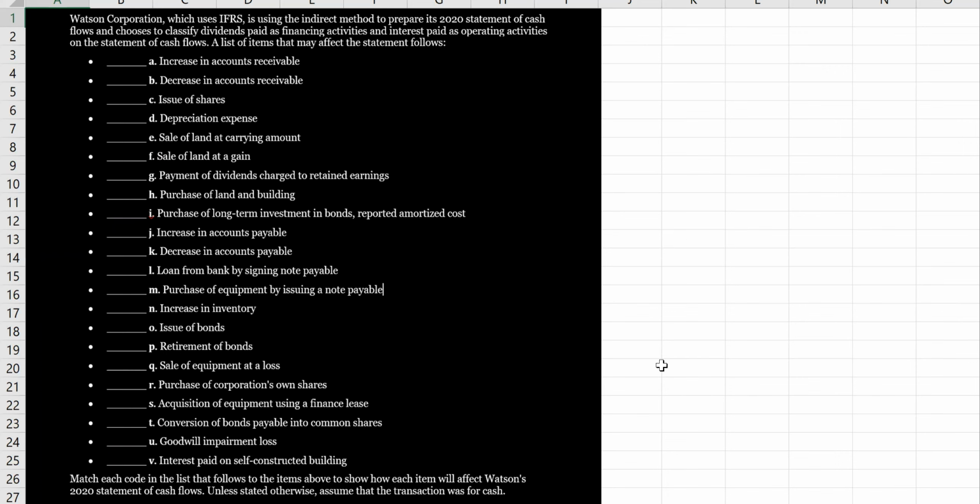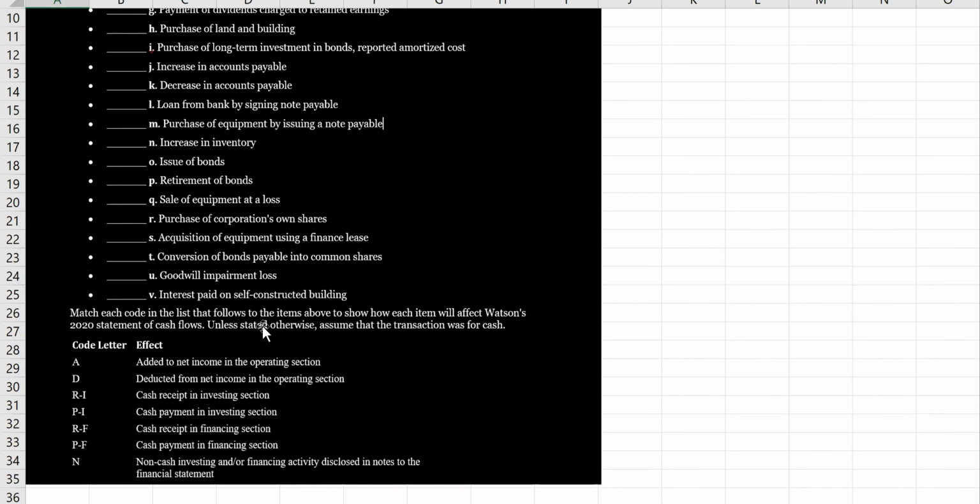We have a long list of items here, and then it says match each code in the list that follows to the items above to show how each item will affect Watson's 2020 statement of cash flows. Unless stated otherwise, assume that the transaction was for cash. And we've got a few codes here. So we've got added to net income in the operating section, deducted from net income in the operating section, cash receipt in the investing section, cash payment in the investing section, cash receipt in the financing section, cash payment in the financing section, or a non-cash investing and or financing activity disclosed in the notes to the financial statements.